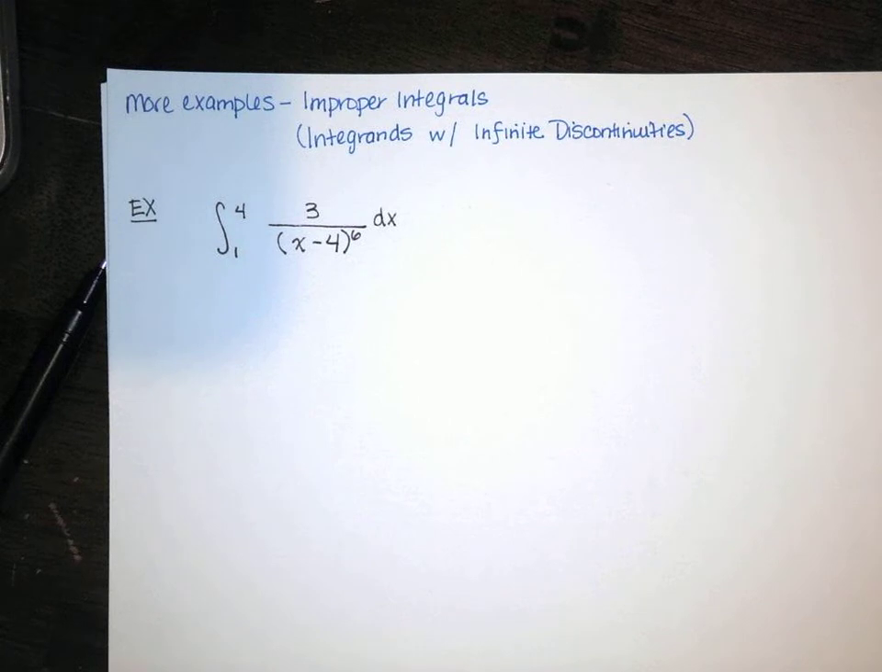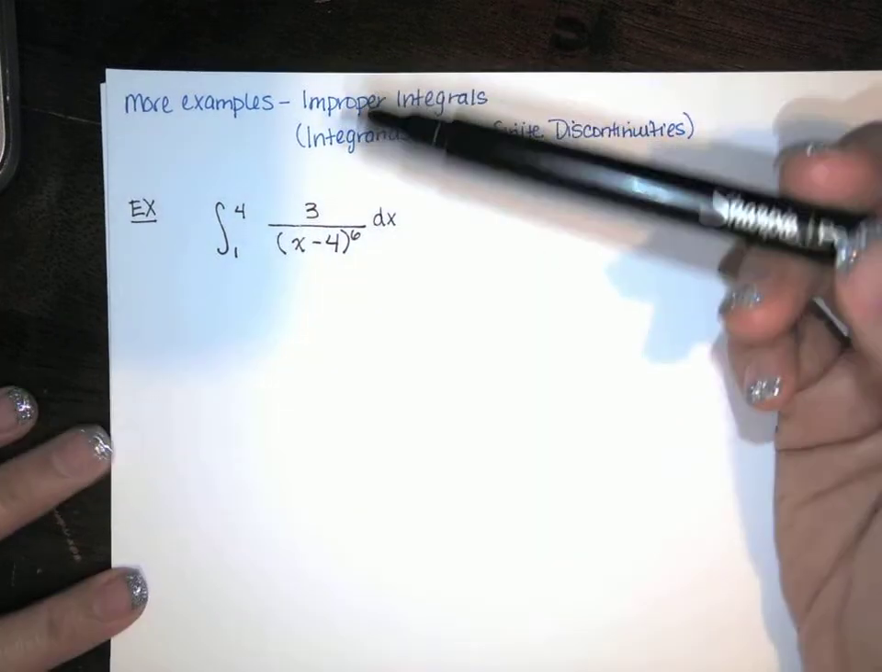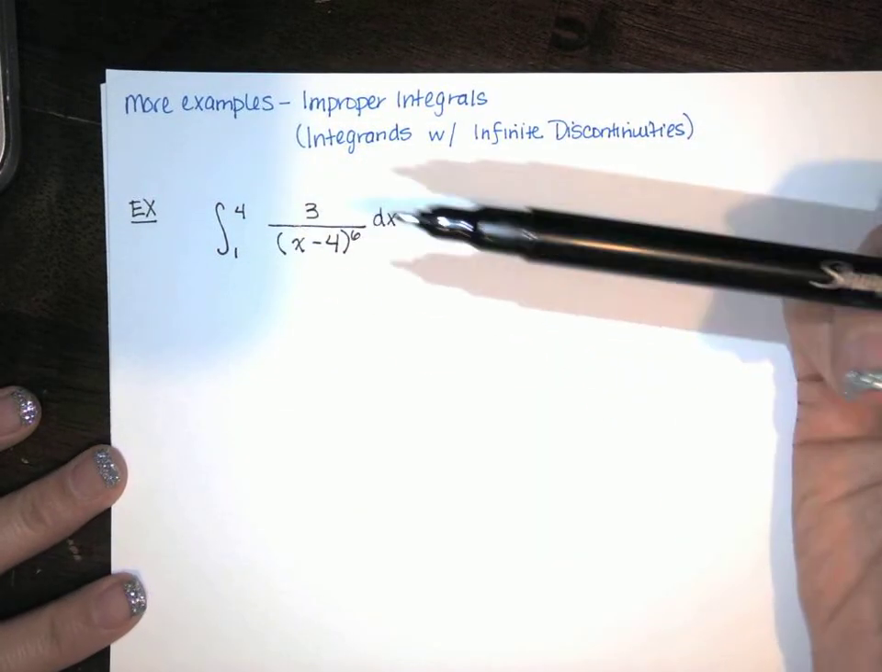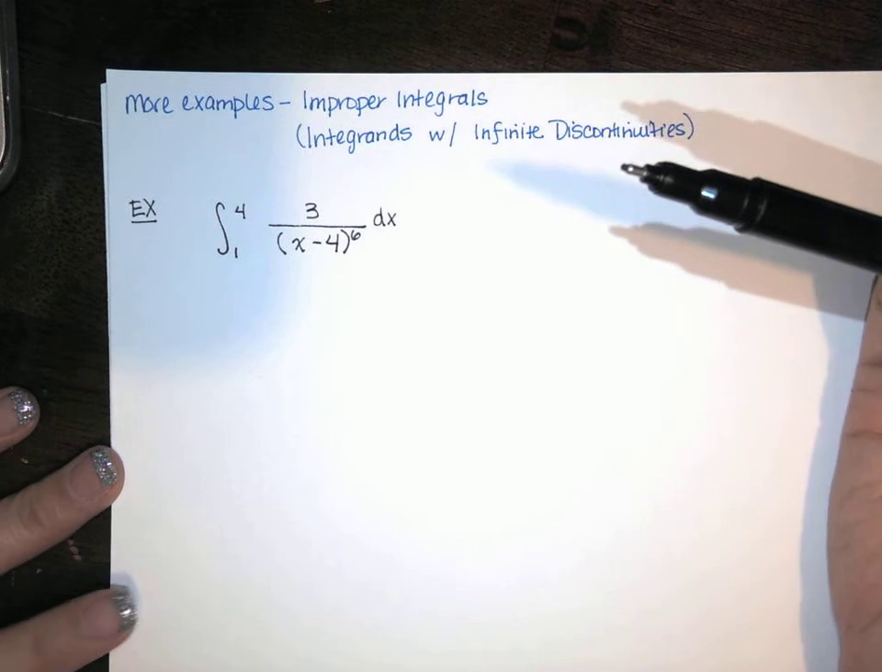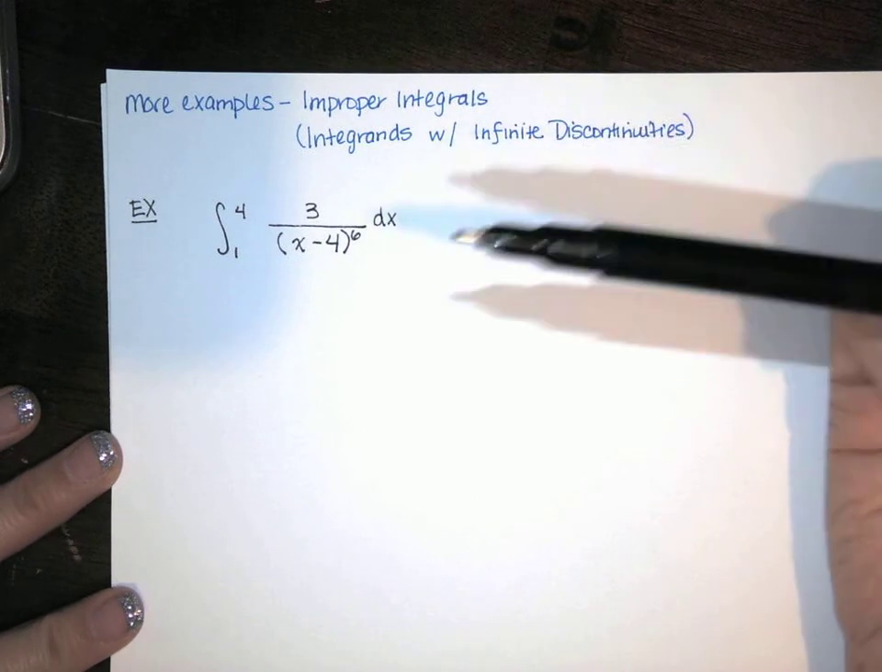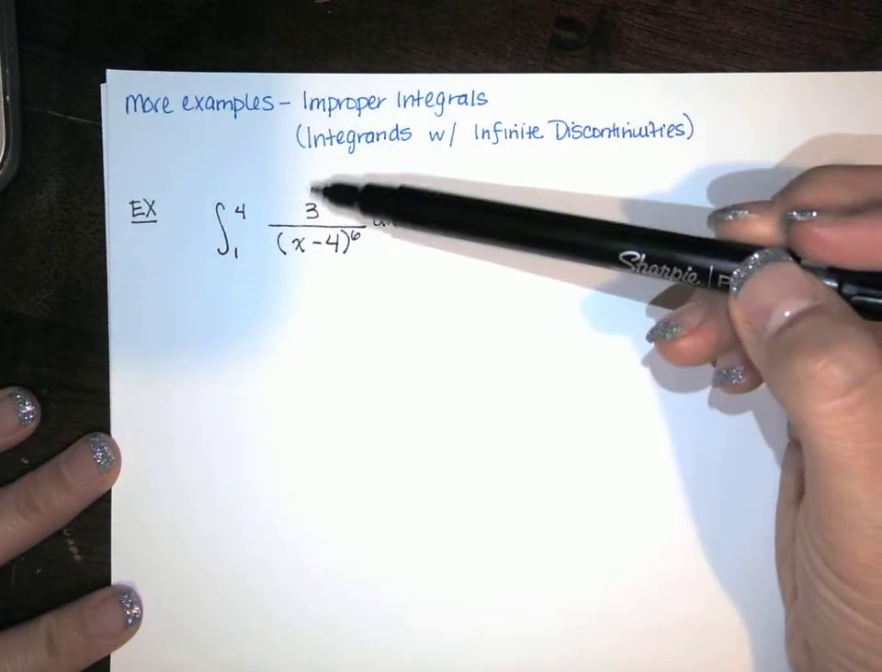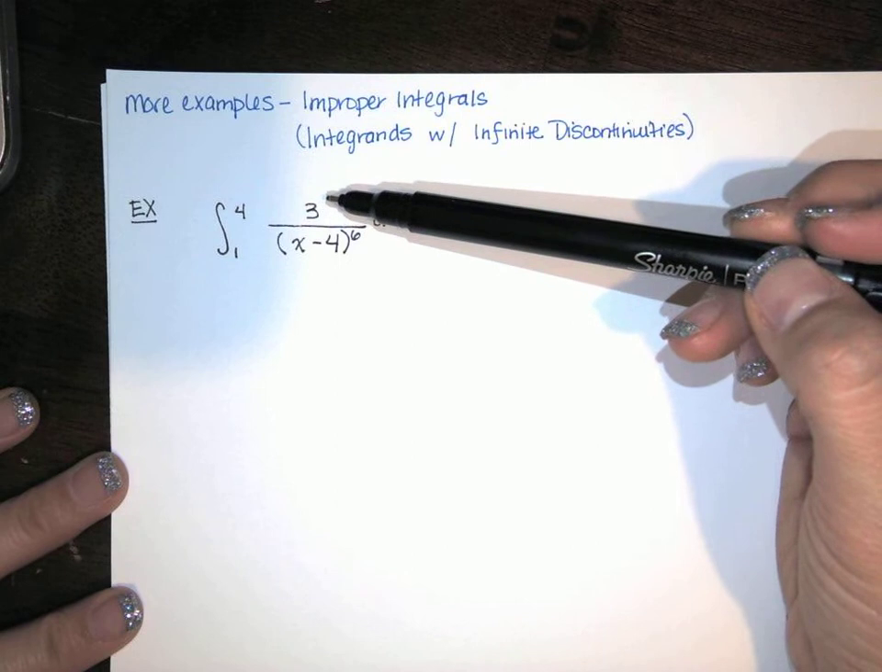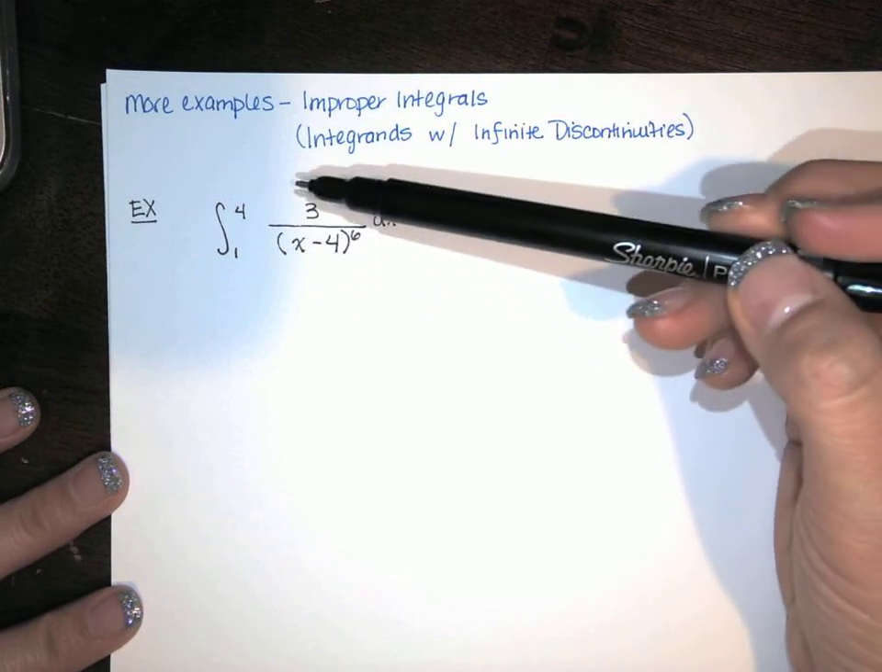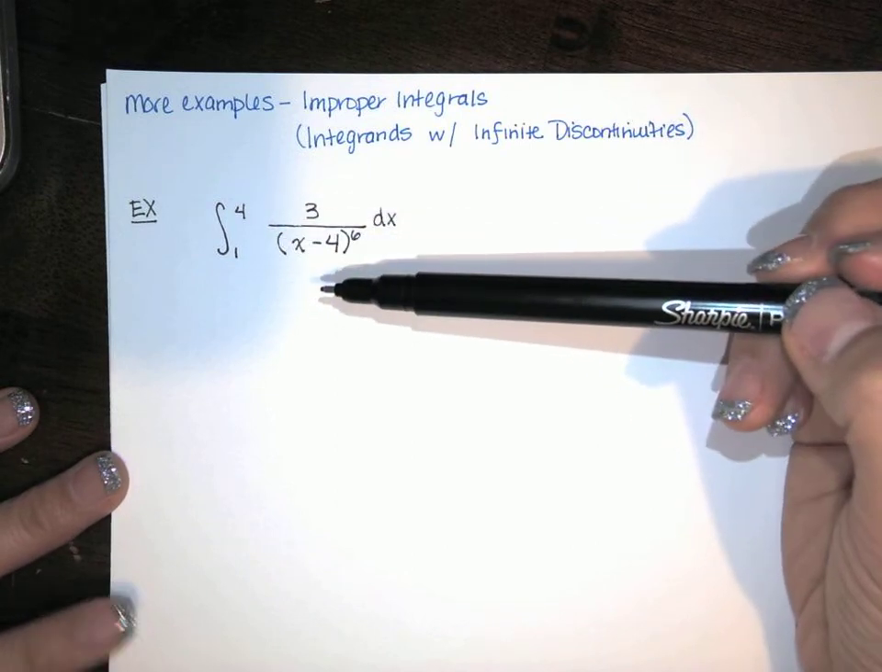Hi guys, in this video we are going to evaluate this integral. It's an improper integral and it has an infinite discontinuity. First of all, I noticed that it's not a type 1 proper or improper integral because I don't have a negative infinity or an infinity here. If I'm trying to decide if it's improper or proper, I have to look at the integrand. And I have to think about when this function is defined and when it isn't defined.